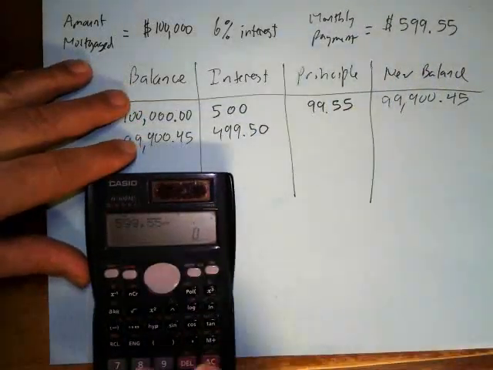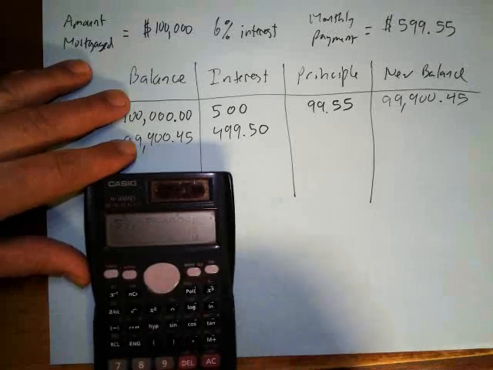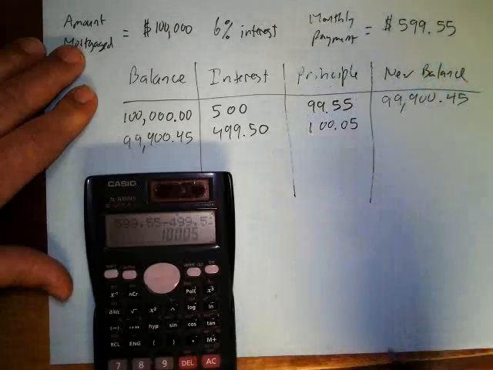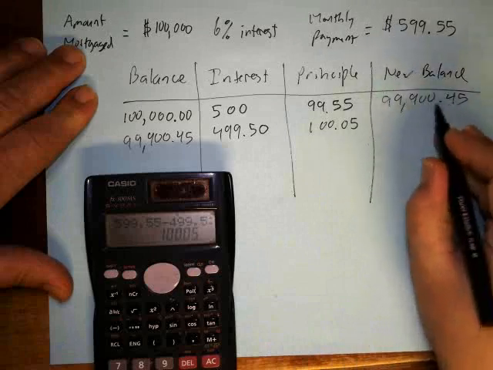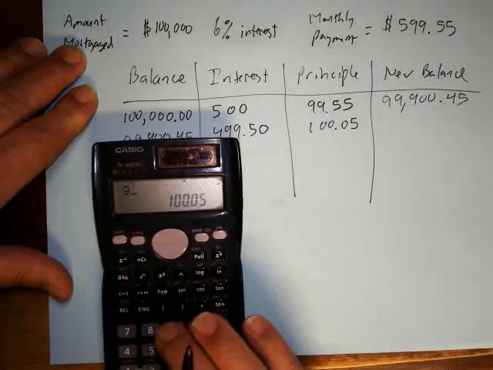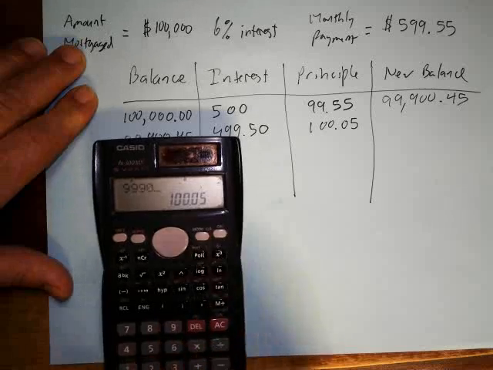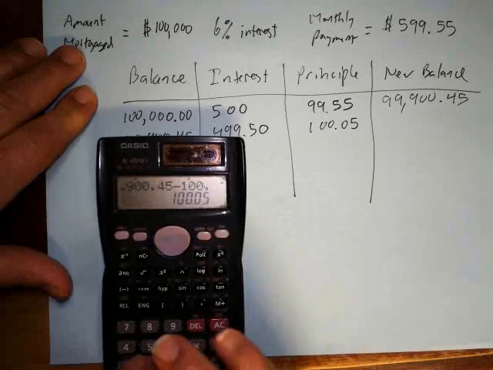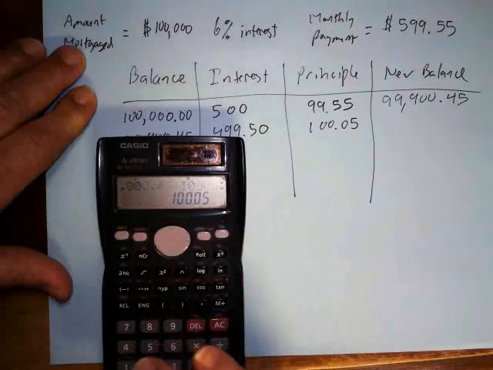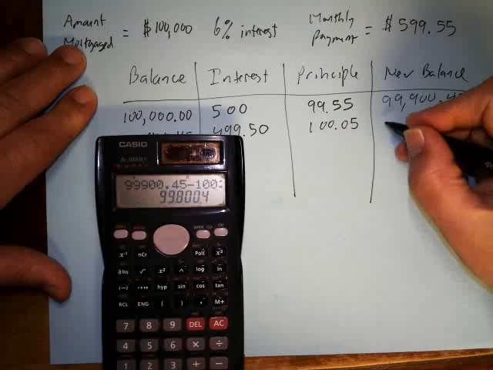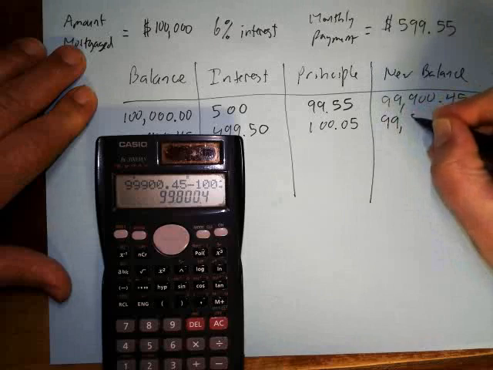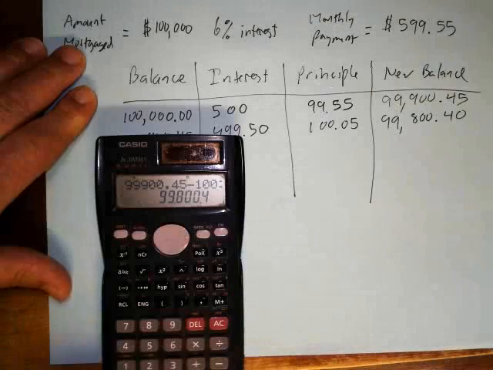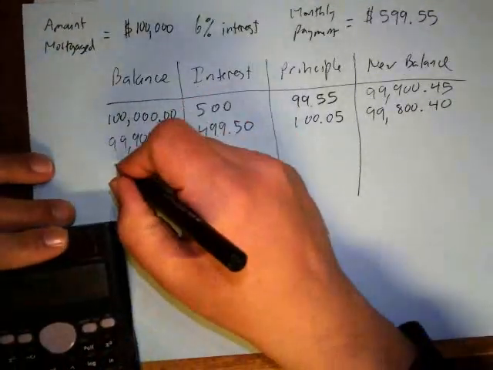So the monthly payment minus the $499.50. And it looks like I get $100.05. Okay, so now I would subtract this minus that: $99,900.45 minus $100.05. Oops, and 5 cents. And this would be $99,800.40. And then you would carry this over into this column.